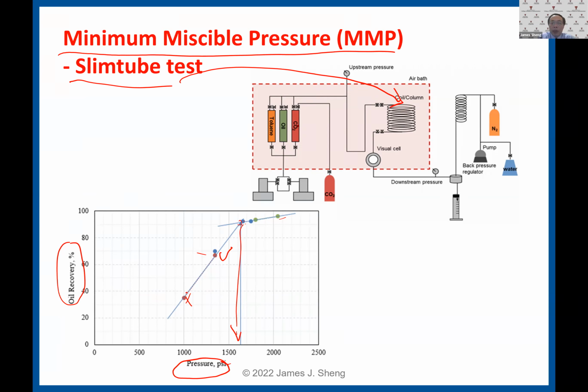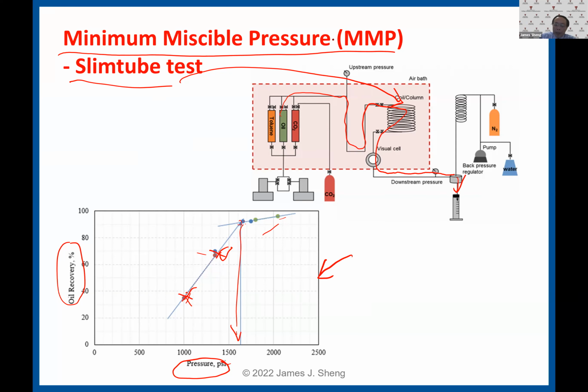Then we inject gases, for example CO2, which goes through and drives this oil out. That is the way we get this data point. Going through this process, we get a minimum miscible pressure, right?